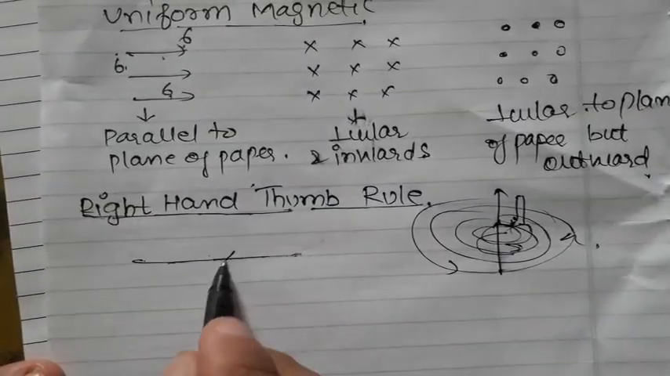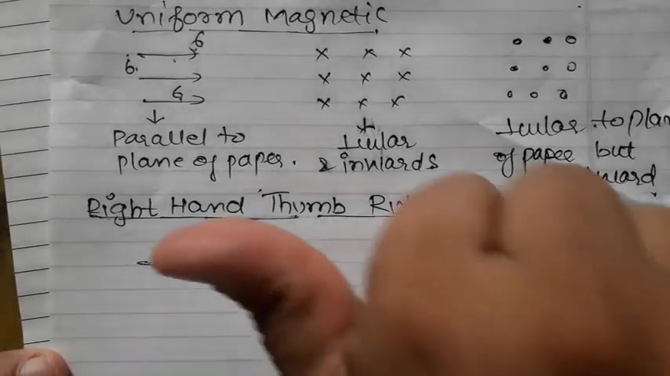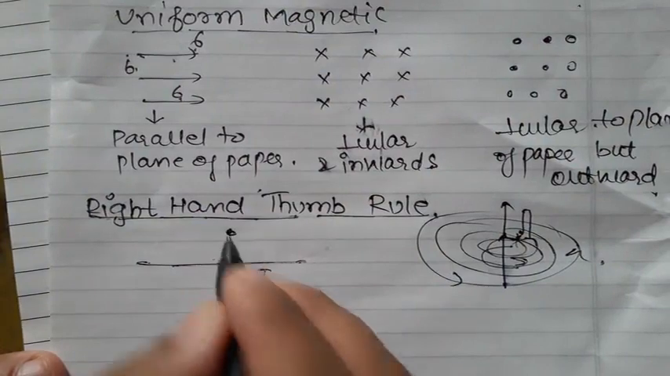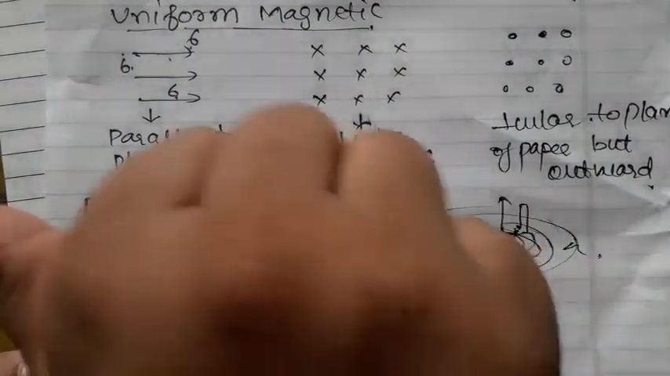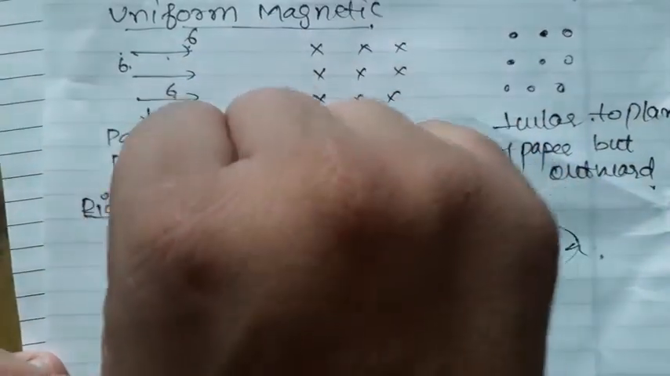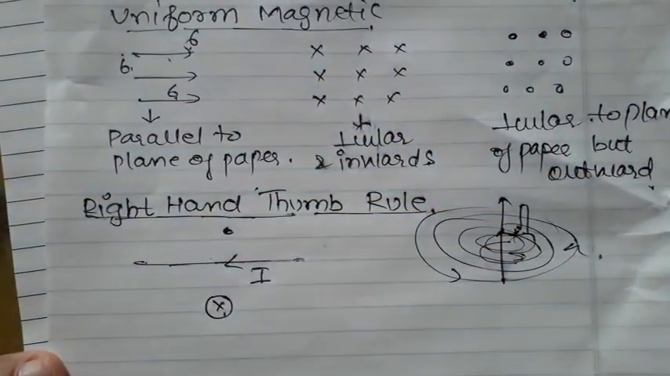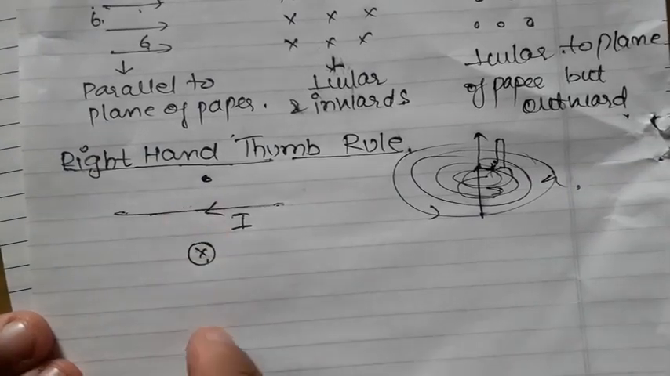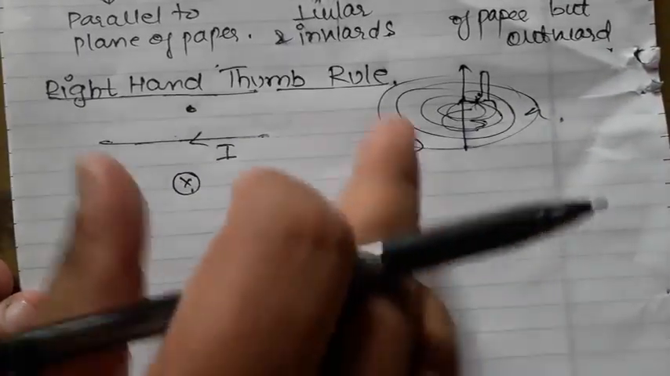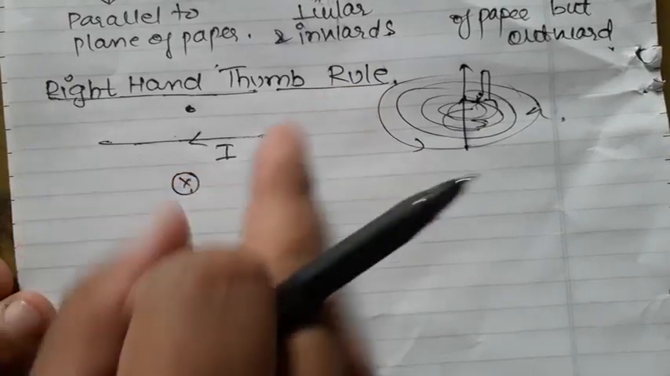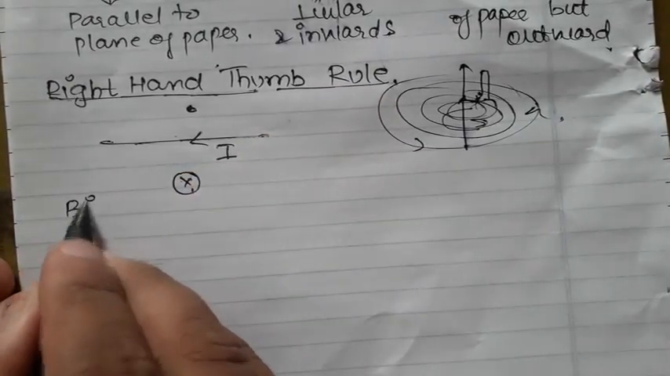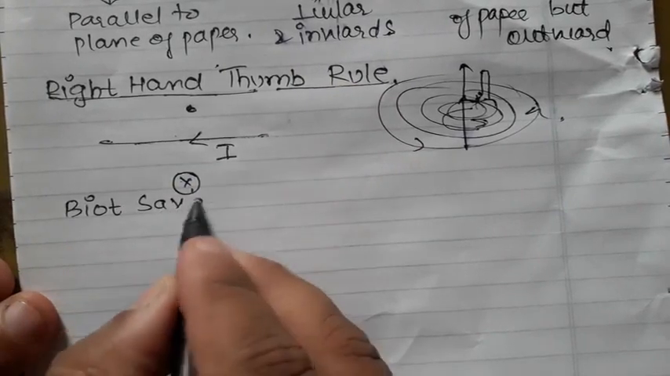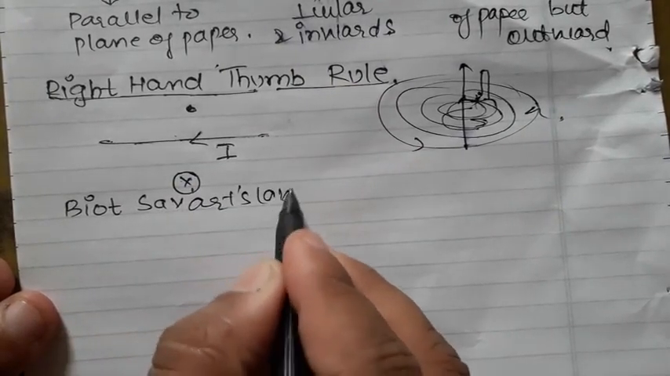Again I repeat, if current is flowing this side, check karna beta, ye mera thumb hai, this side, then here I will write dot, here I will write cross. Why is it a dot? When you curl your hand, you will find that it is downward on this side, but on this side it is upward. Magnitude will be the same, but direction will be opposite. So I will use this rule to find the direction of the magnetic field. Now the question comes: what is the method to find the magnitude of that magnetic field?